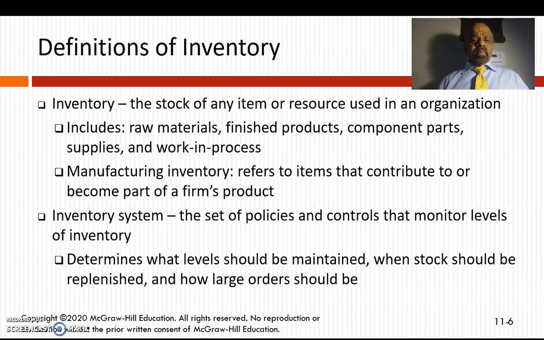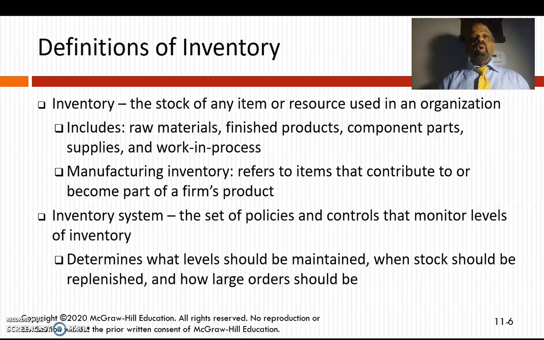So what is inventory? Inventory includes raw materials, finished goods, component parts, supplies, and work in process. Manufacturing inventory refers to items that contribute to or become part of a firm's product. So if you're using water held in a tank to clean the pots, that is not inventory. If you have, let's say, a lot of rag cloths to clean the pots, that is not inventory.